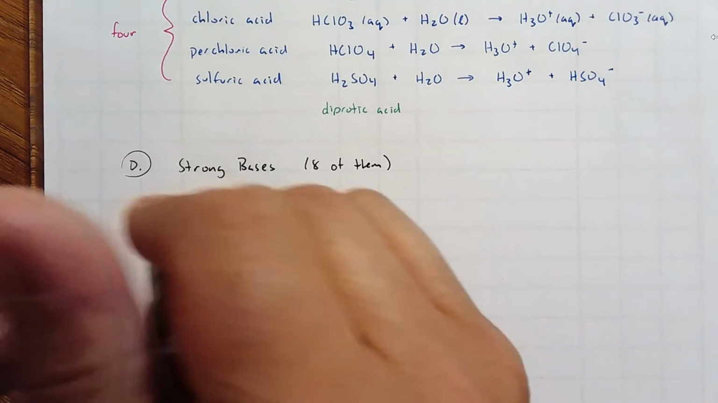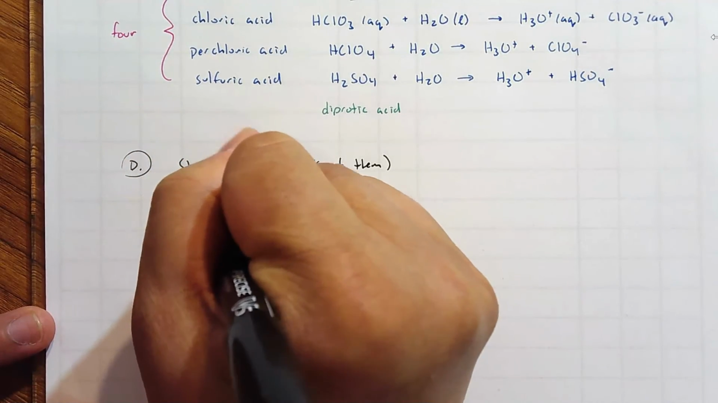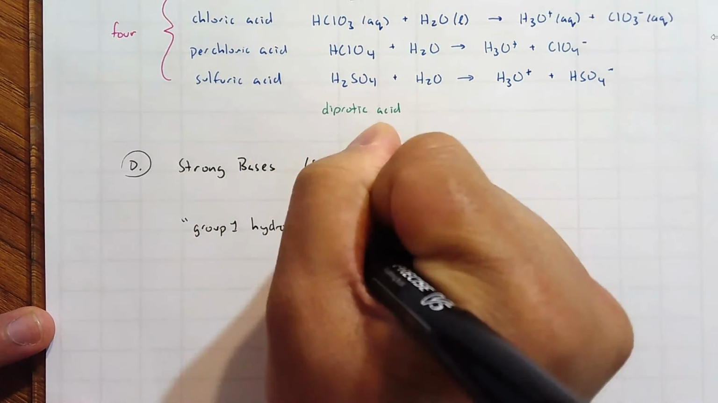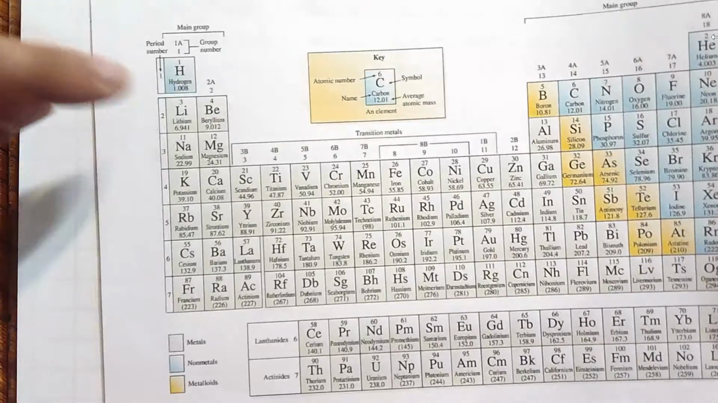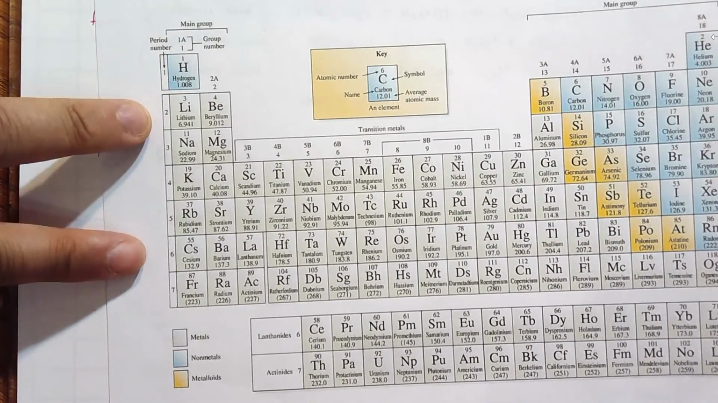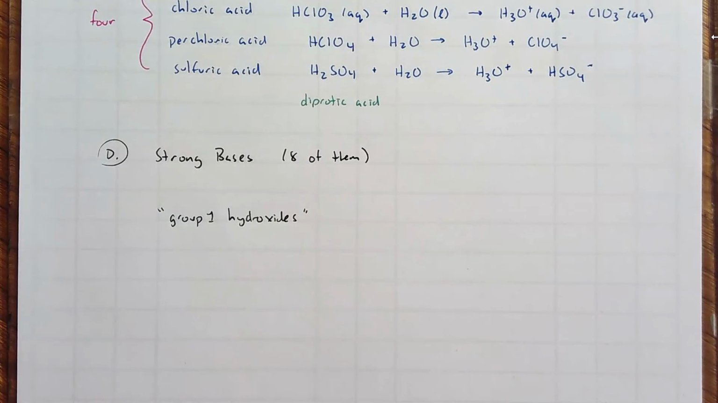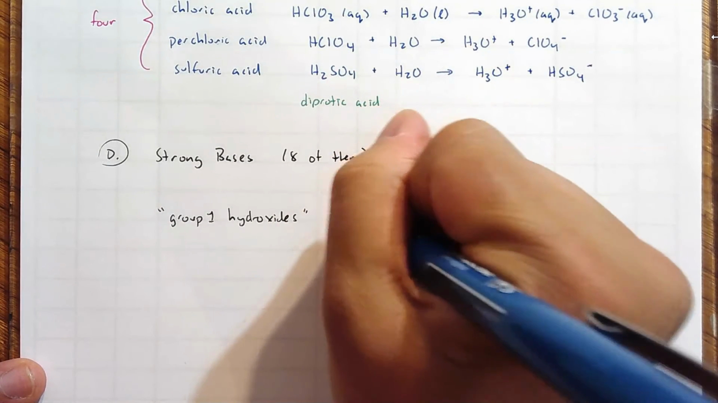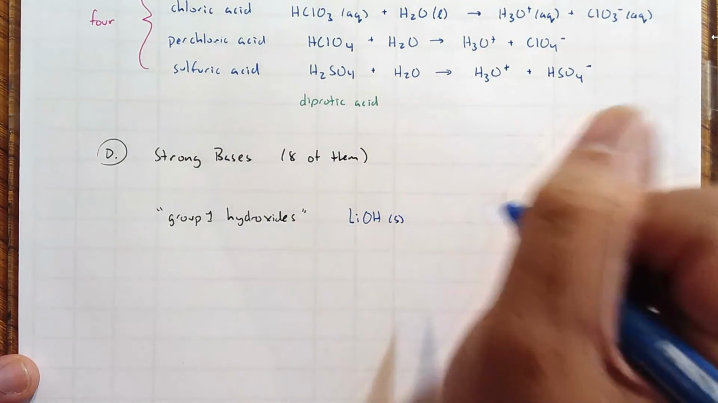For the strong bases, we're going to have what's called the group 1 hydroxides. Group 1 hydroxides. Those are your metals in group 1, and we're going to take 5 of them, lithium through cesium. The first strong base we're going to see is LiOH. LiOH. And let's make it a solid.